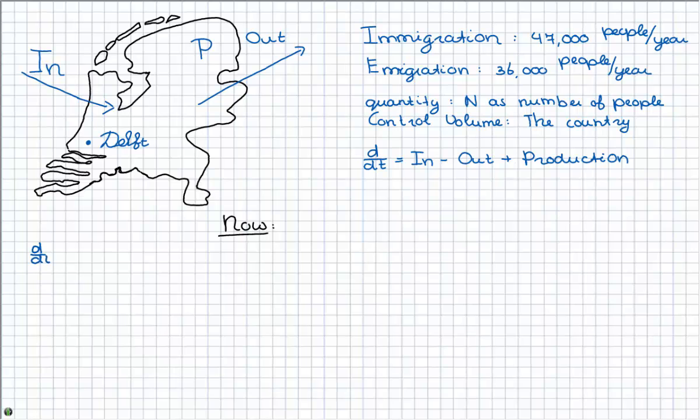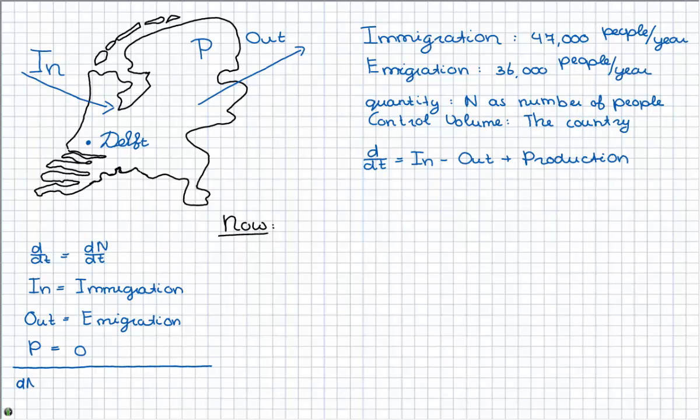Now to solve the question I have to fill in the balance equation. So ddt is my quantity, dndt. The inflow is of course the immigration, since then people are coming into the country. The outflow is the emigration, people going out of the country. And the production this time is 0, since I have not defined this one for now.